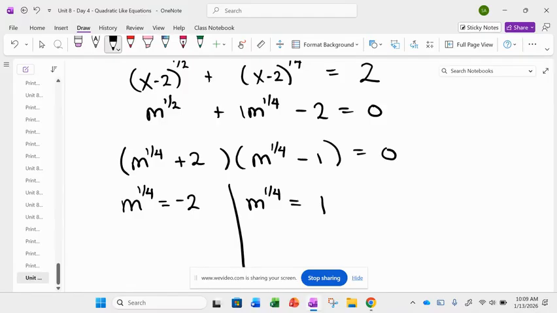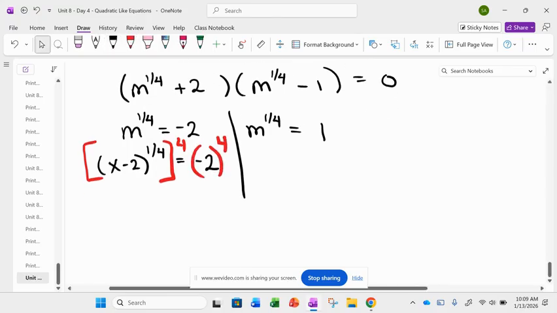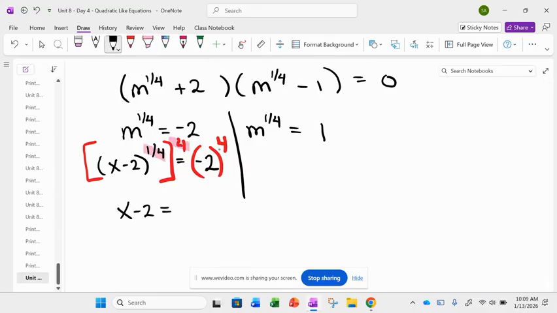What does m represent? Good, x minus 2. So I'm going to have x minus 2 raised to the 1/4 power equals -2. Now I want to get rid of that 1/4. What would I raise that 1/4 power to get it to be 1? 4. So I raise to the 4th power on the left and on the right. So here we're going to get x minus 2 is equal to -2 to the 4th power, which is 16. So x will equal 18.